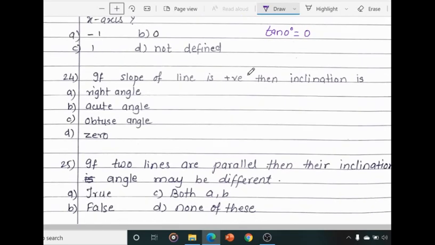If the slope of a line is positive, then the inclination is also positive because tan theta is positive in the first quadrant. Tan theta is positive in the first quadrant. So theta is always an acute angle.